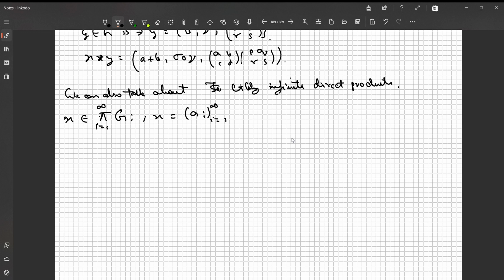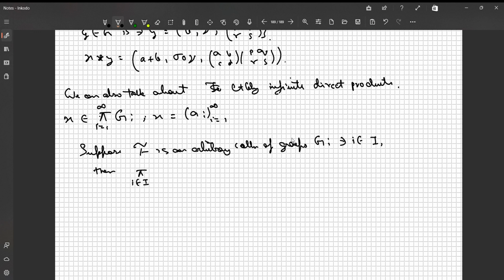In fact, we can also talk about direct products of an arbitrary collection of groups as well. For example, suppose we have an arbitrary collection of groups, say G_i, such that i belongs to some indexing set I. Then we can also talk about the arbitrary direct product of groups. And since we technically have no idea how an element should look, because when we are talking about a countable collection, be it finite or infinite, we can distinctly identify each element of the group in order to construct the ordered pair or the ordered tuple. But in this case we are just talking about an arbitrary family of groups.